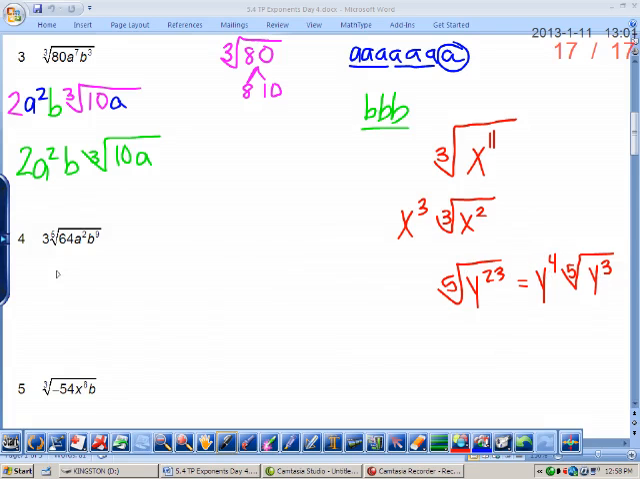Okay. All right, let's look at 4. 3 times the 5th root of 64a squared b to the 9th. This time we're looking for 5th root, so we're looking for sets of 5.